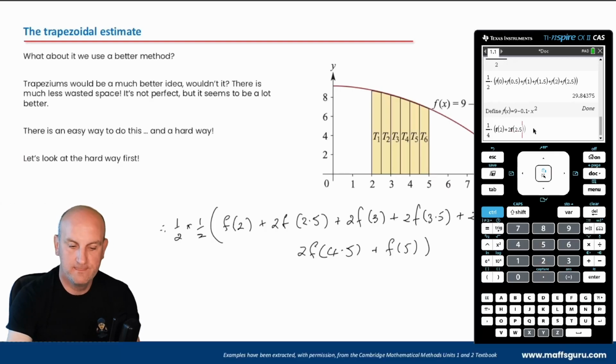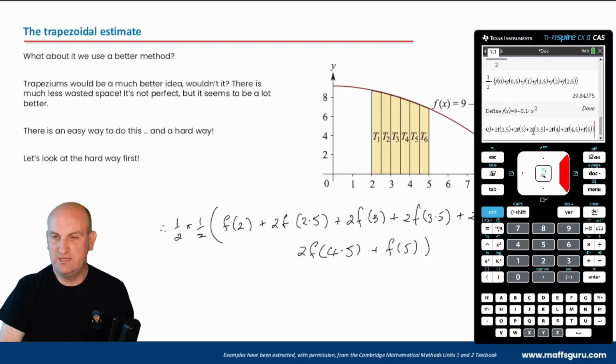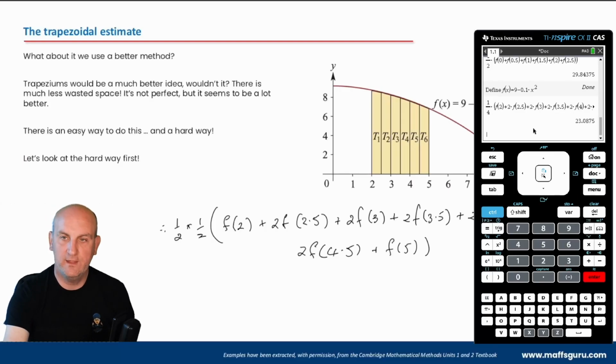2.5 plus 2 lots of f of 3 plus 2 lots of f of 3.5 plus 2 lots of f of 4. That does not sound good, does it? 2 lots of f of 4.5 plus 1 lot of f of 5. Right. Now again, I always go back and just check that I've got these right. I've got 5, 4.5, 4, 3.5, 3, 2.5, and just 1 lot of 2. Hit enter, and there we go.